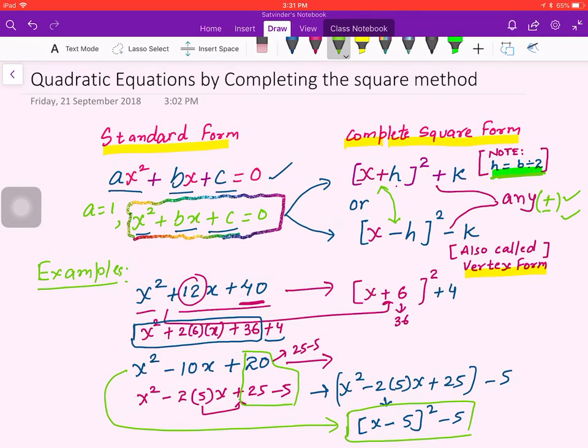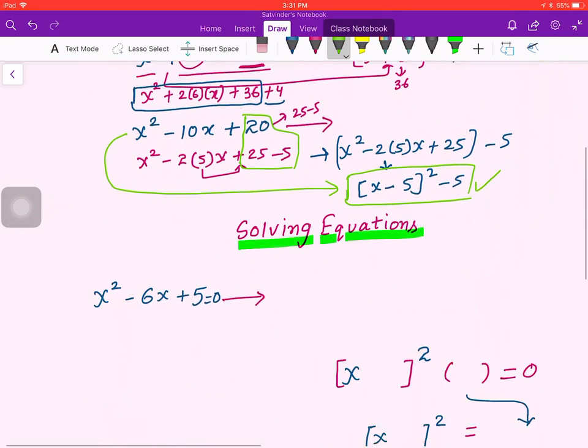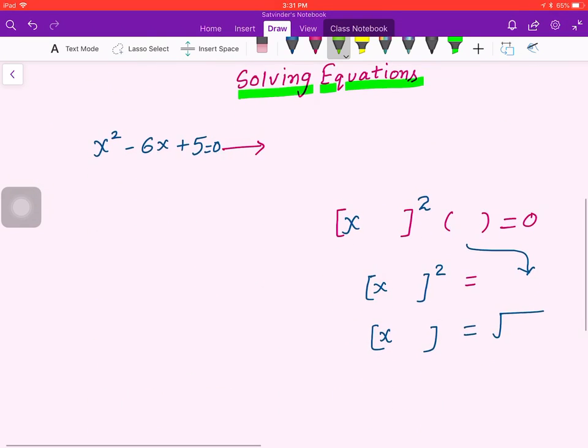So as you can see, before I start with solving equations, you should know how to convert them into this format. This is very important. I hope you understand that. If you have any question, you can pause or reverse it to study again. So let's move on to solving equations.